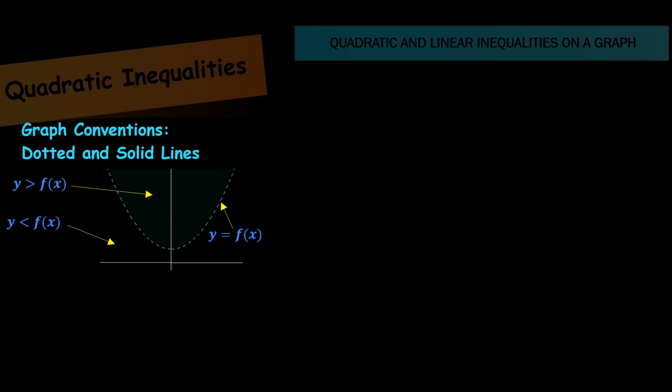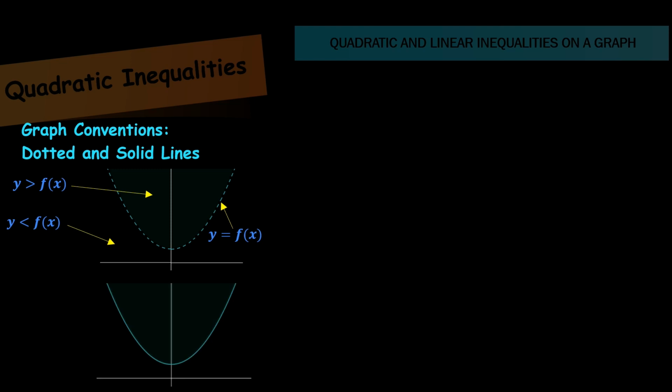Suppose instead we had a solid line for y equals f of x. Then the shaded region represents the area y greater than or equal to f of x. And the unshaded region, or the white region, represents y less than or equal to f of x.